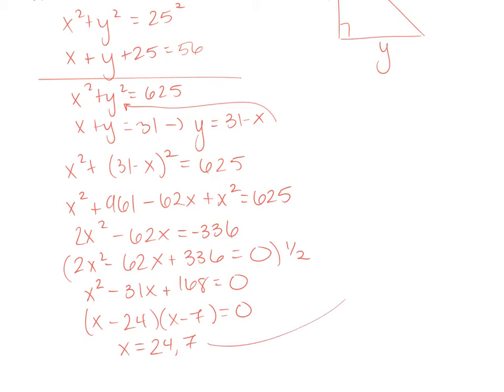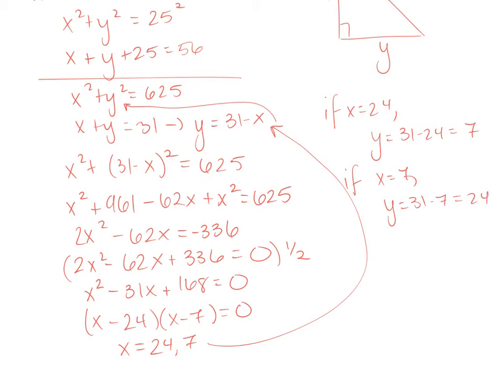So we're going to take these two numbers and plug them each one at a time into our first equation. So we get that if x is 24, then y has to be 31 minus 24, which is 7. And if x is equal to 7, then y has to be equal to 31 minus 7, which is 24. So my legs are 24 centimeters and 7 centimeters.